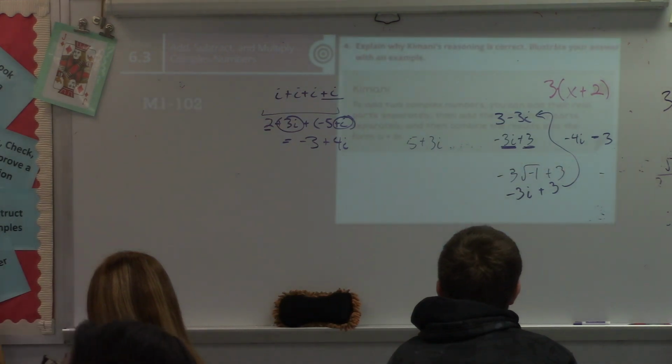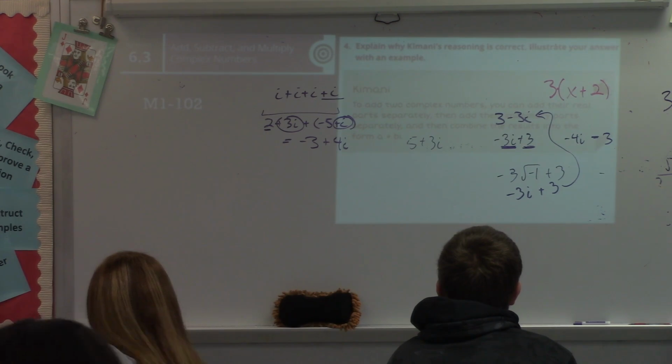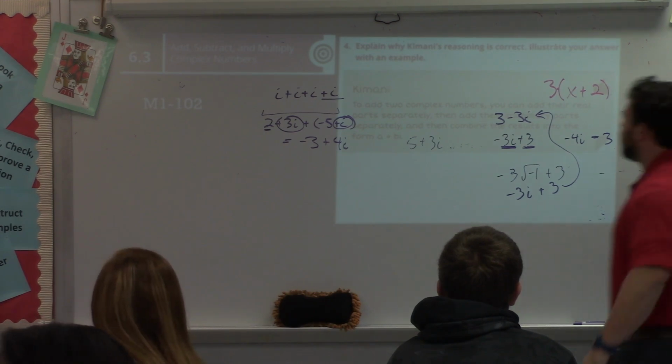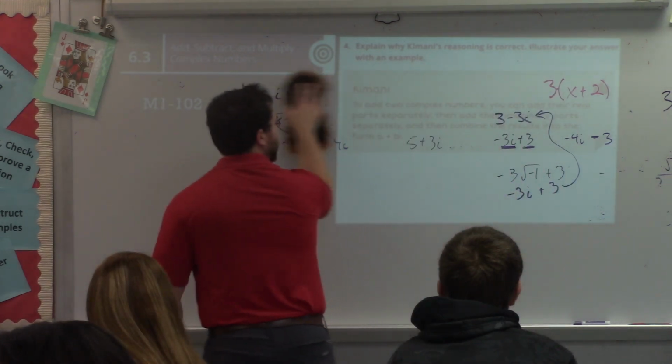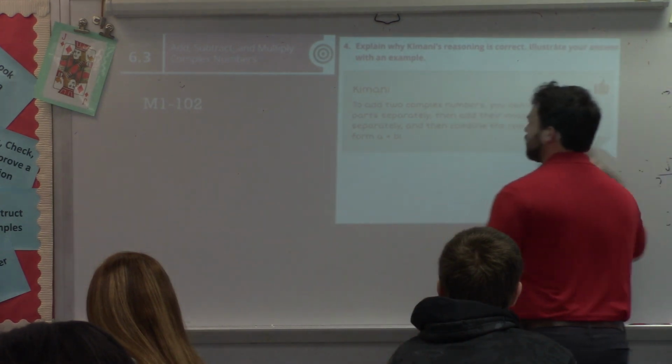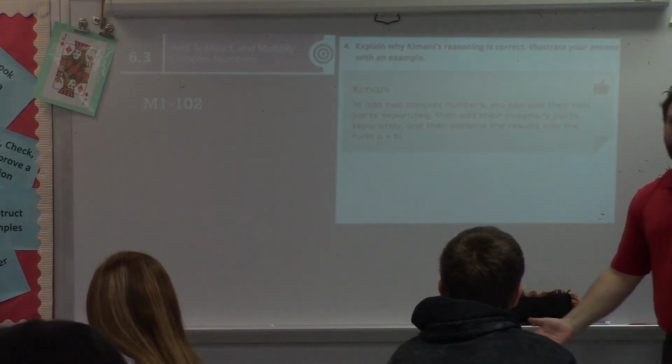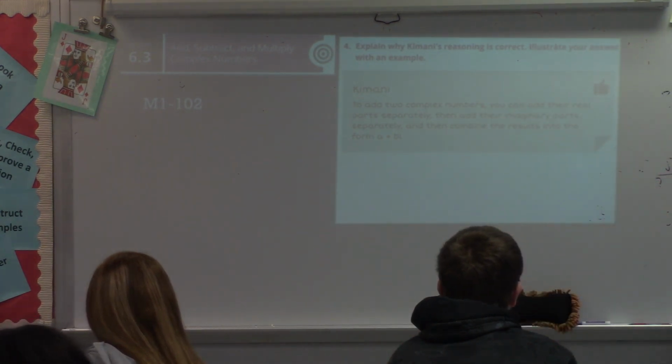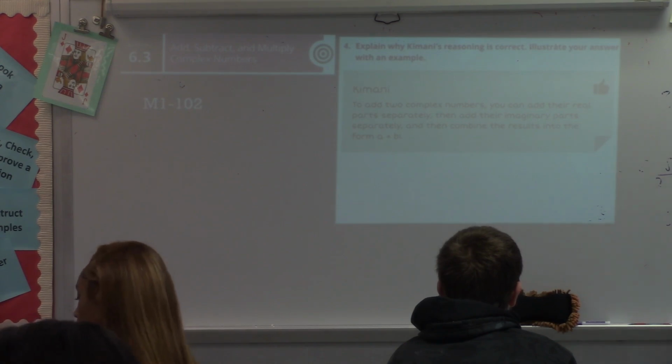All right. So Kimani here, to add 2 complex numbers, you can add their real parts separately, then add the imaginary parts separately, and then combine the results into the form A plus Bi. Is that true? Yes. Yeah, real go with real, imaginary with imaginary. I don't think we need to make that much more complicated. Is that fair? Yep. All right, moving forward.